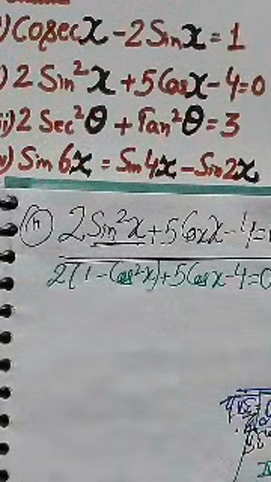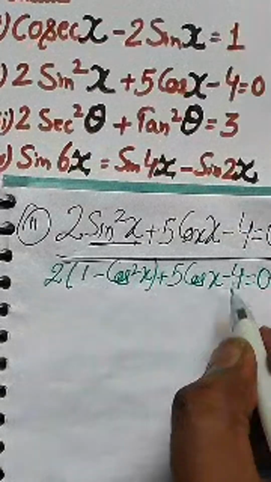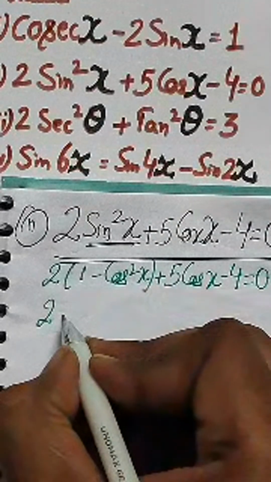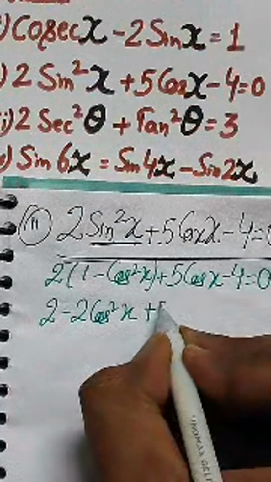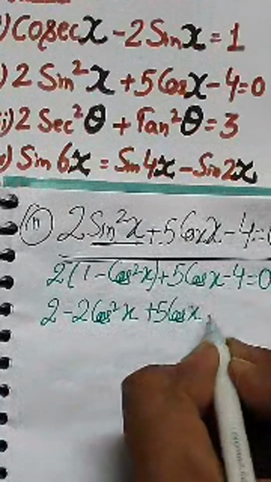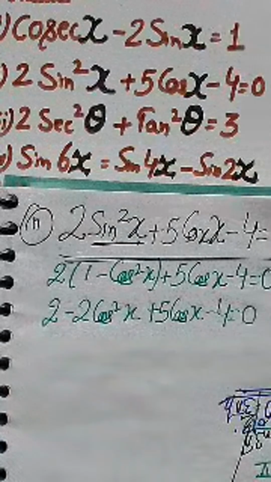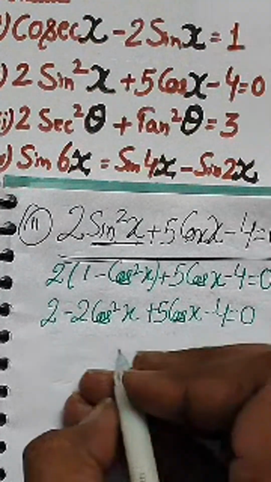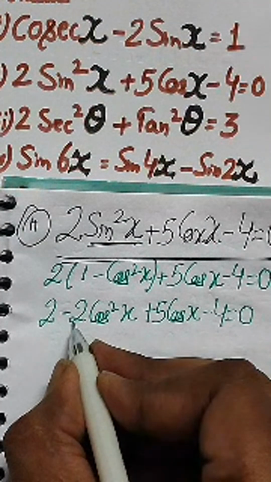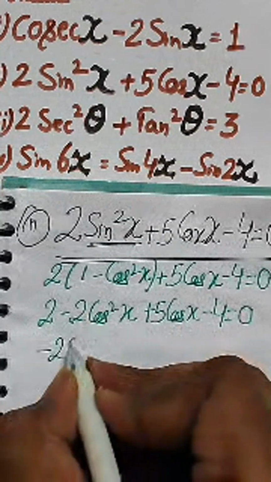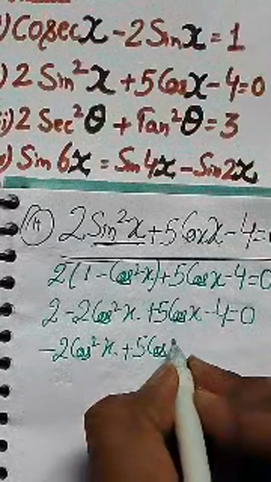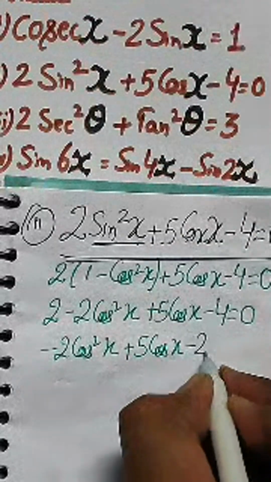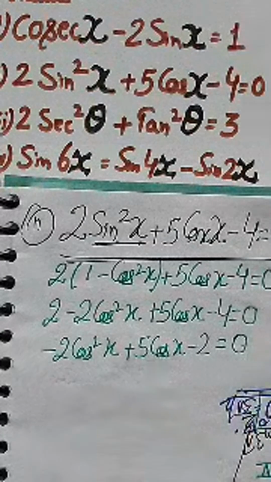Minus 4 equal to 0, right? So on further simplification, this will give you 2 times minus 2 cos squared x plus 5 cos x minus 4 equal to 0. And this will give you minus 2 cos squared x plus 5 cos x minus 2 is equal to 0.